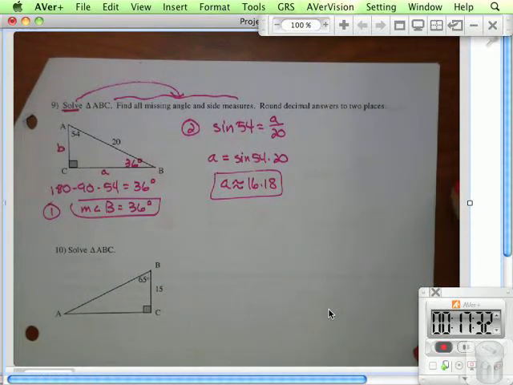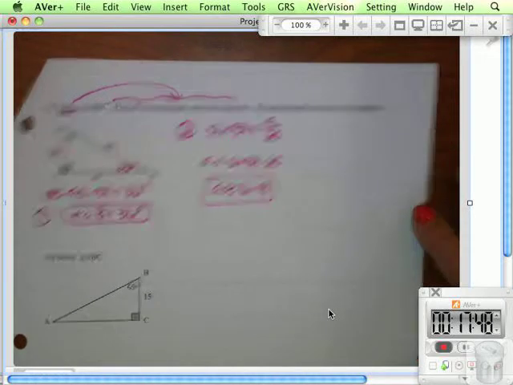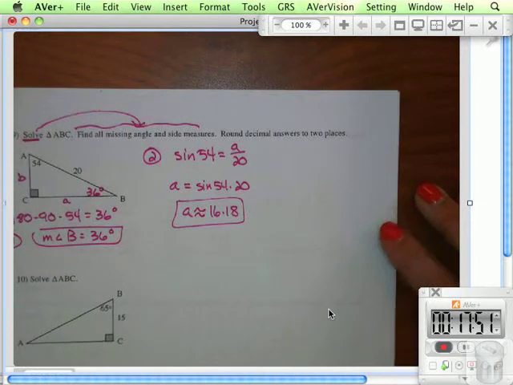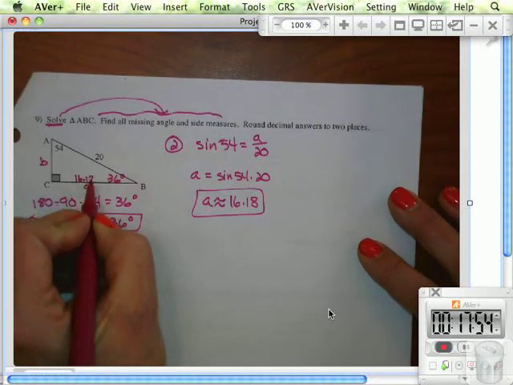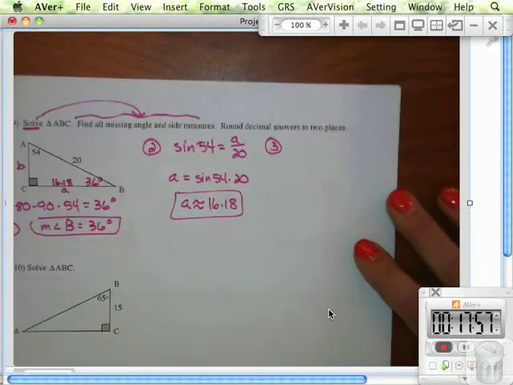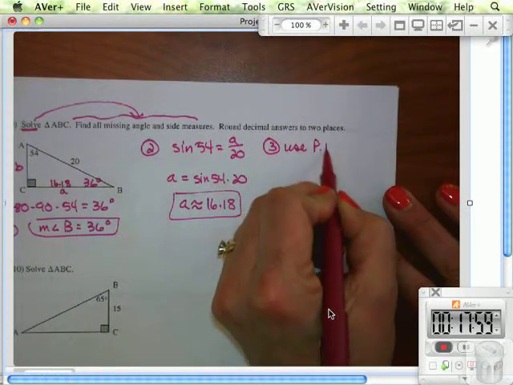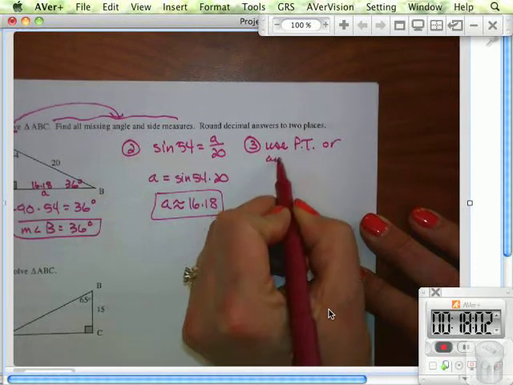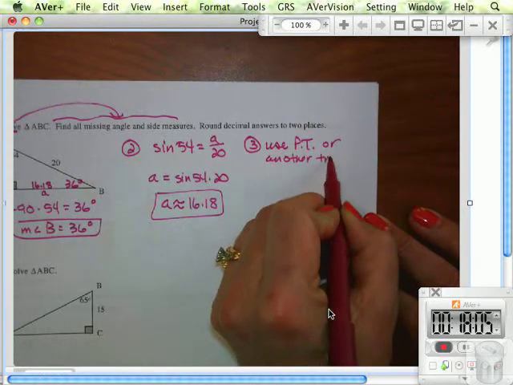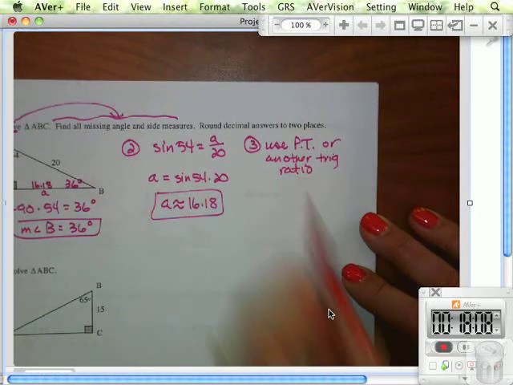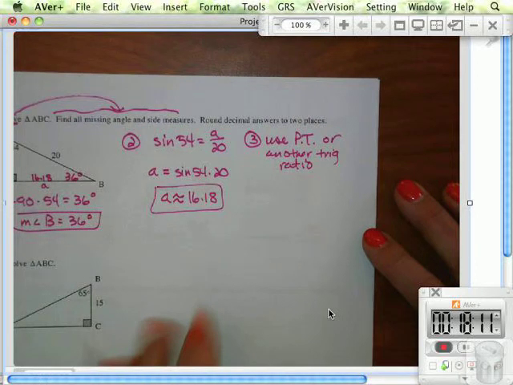Sine of 54 times 20. If you push sine of 54, you might need to close the parenthesis first before you multiply by 20. Did you hear that? Because otherwise the calculator is going to do 54 times 20 and try and find the sine of that. And that doesn't work. Okay? All right, you have options now. If you know this is 16.18, for number 3, you could use the Pythagorean theorem or another trig ratio. Probably would be more accurate to use the trig ratio, because we rounded here. So yeah, that's what I did.